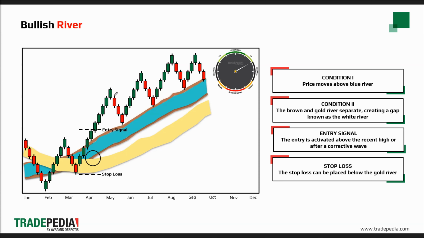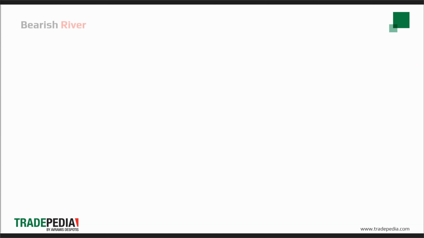Then you go up, then there's a corrective wave, and obviously it will touch the river before going up again. This is how prices normally move anyway. So this is how you actually use this indicator to find exit and entry points.